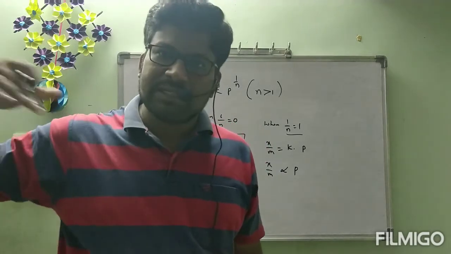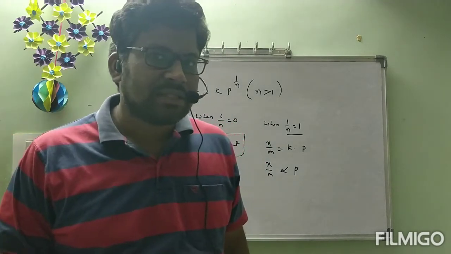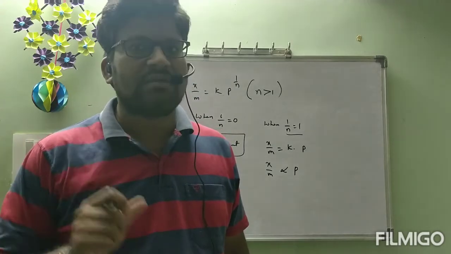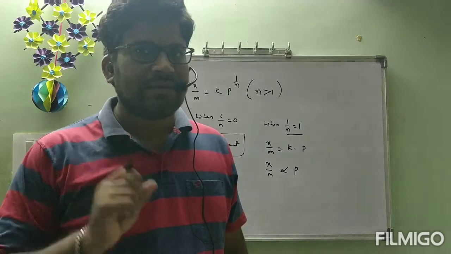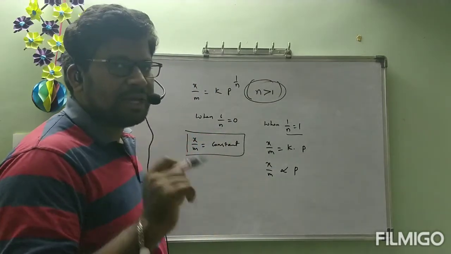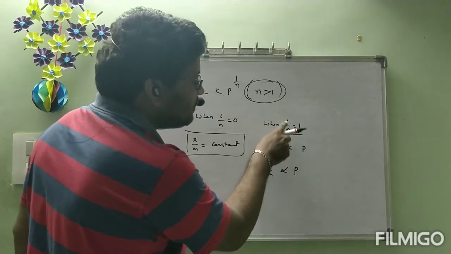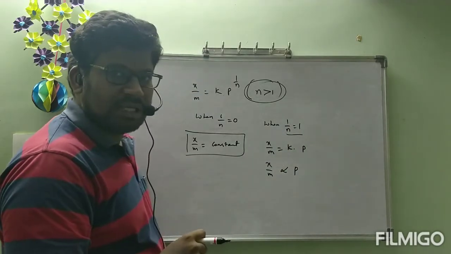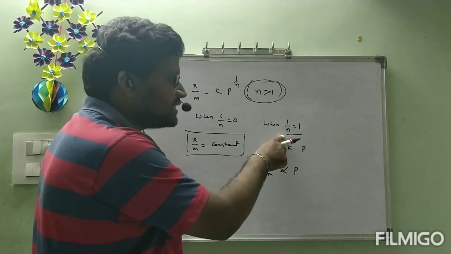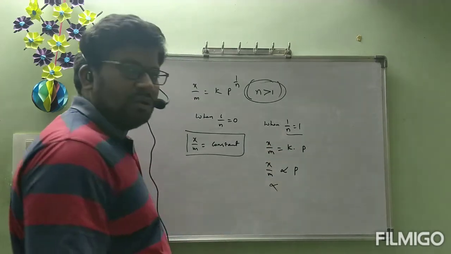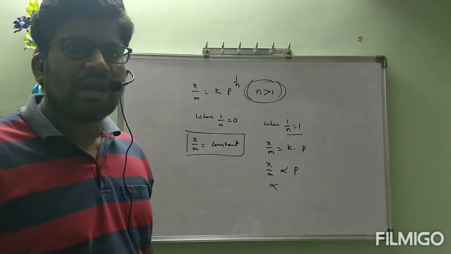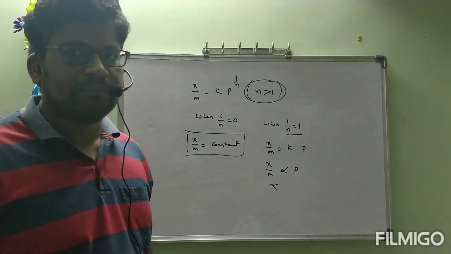But even if you apply pressure, further adsorption does not take place. That means at very high pressure, this adsorption isotherm is not valid. That's why the condition we have taken is n must be greater than 1. If n is equal to 1, then only 1 by n is equal to 1. Is it correct or not? This is not true every time. At higher pressures, it is not going to be true. This is the drawback of the Freundlich adsorption isotherm.